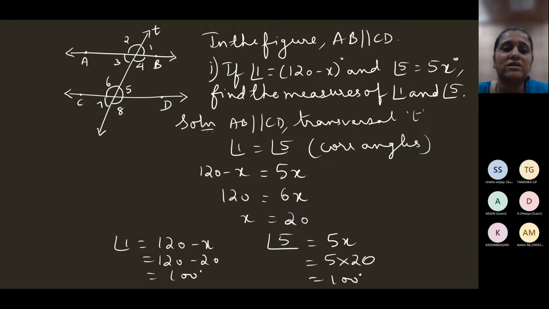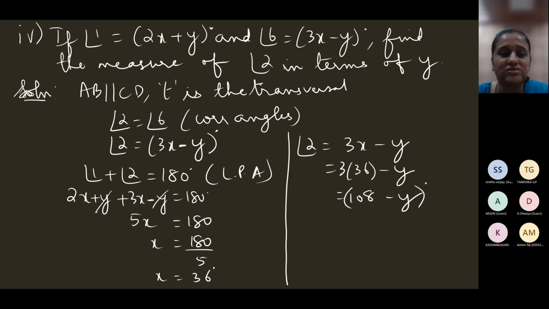So what we said: angle 6 is equal to angle 2, because corresponding angles are equal. So whatever is given for 6 is for 2. What is 6? 3x minus y. So 2 is also 3x minus y degrees.